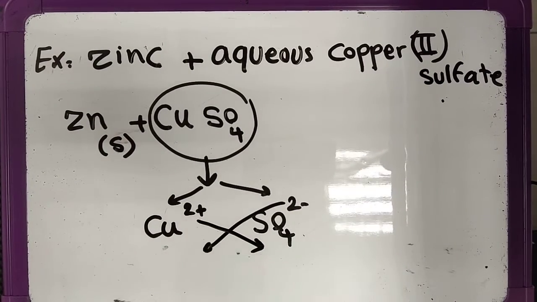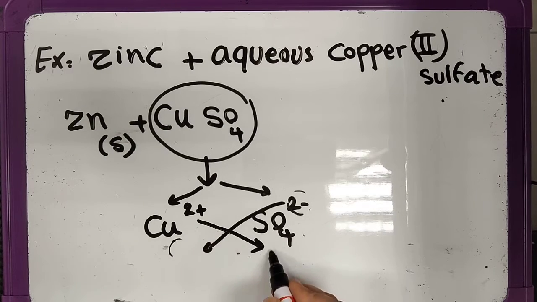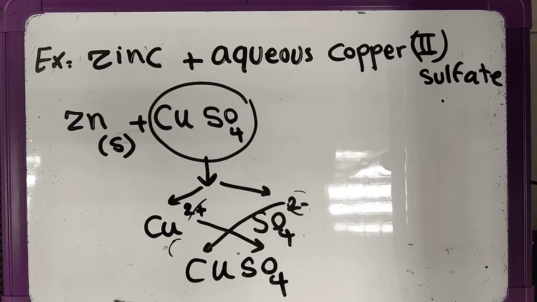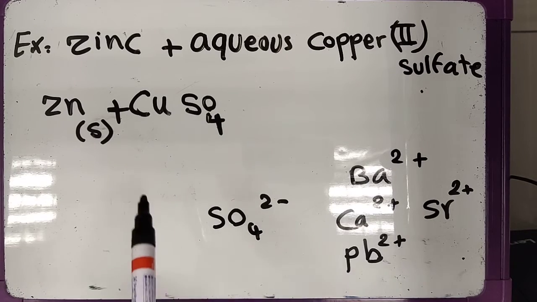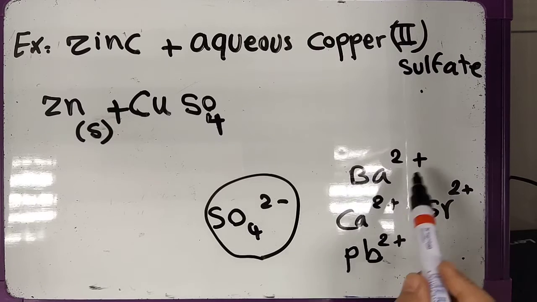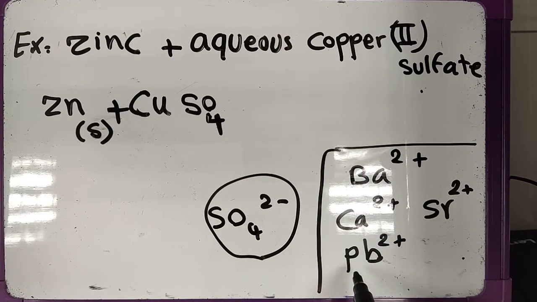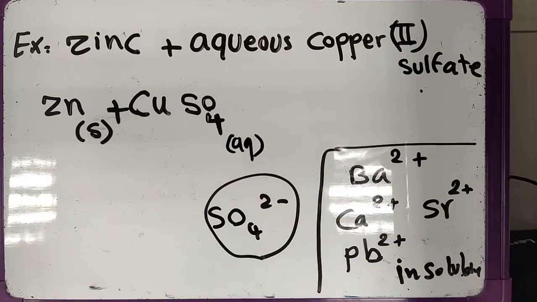Then I lower the numbers down next to Cu and SO4. Because both charges are two, I make it simple as CuSO4. So this is the formula of this chemical. In order to find the state or phase of this chemical, you should know the solubility rules. All sulfates are soluble, with exceptions: the sulfates of barium Ba2+, calcium 2+, lead Pb2+, and strontium Sr2+ are insoluble. So all the other sulfates are soluble, and this one should be aq, which means aqueous.